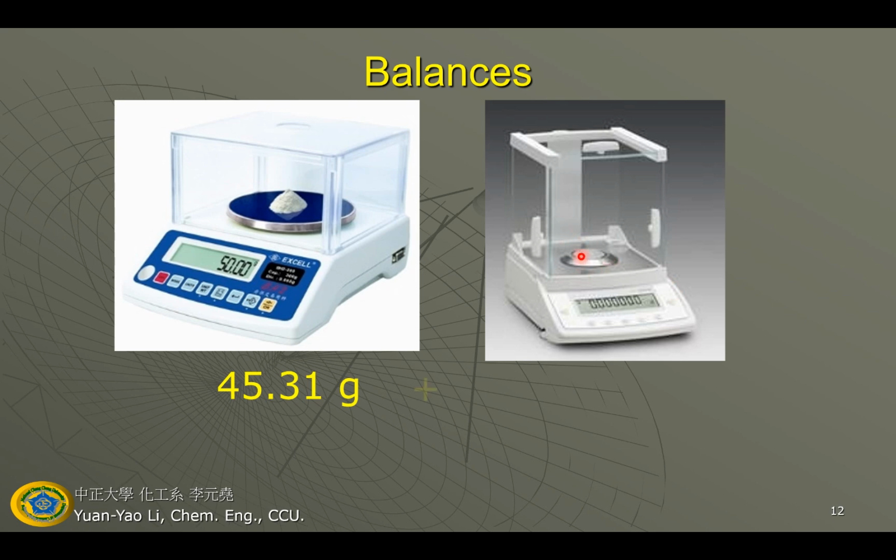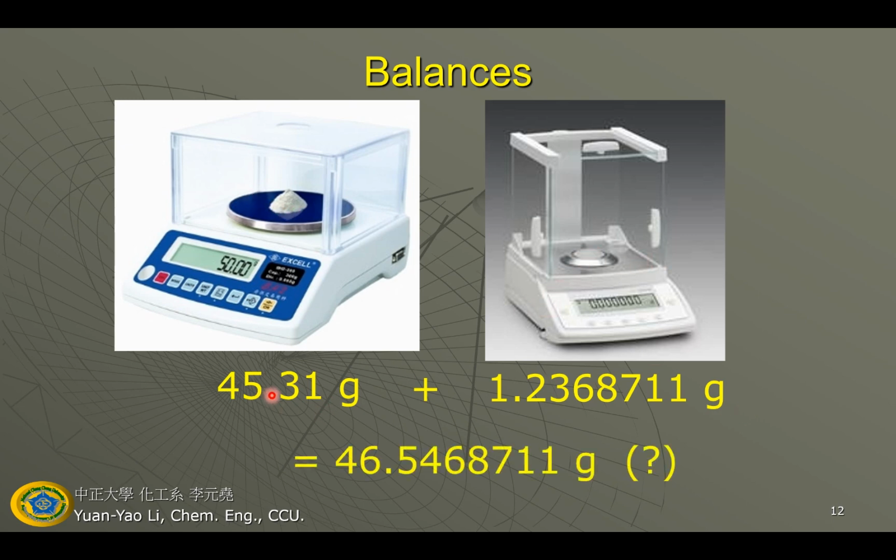Okay, you have another sample. Put it here, which has 1, 2, 3, 4, 5, 6 digits at the decimal point. So you can get a number something like this. So it's 1.2368711 grams. And you want to put these 2 samples together. So you add up these 2 numbers. The answer you get is 46.54688711 grams. Is this the correct number? No, this is not correct.